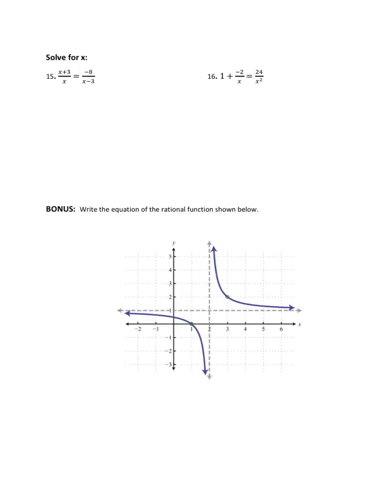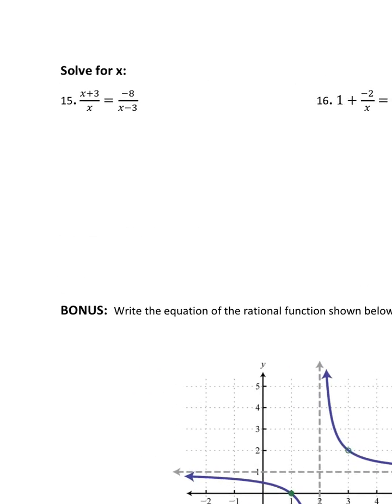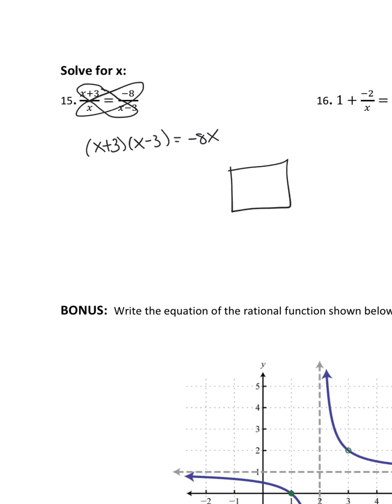We made it to the last page. Awesome. So for number 15, we are still solving. I'm going to use cross multiplication on this one. So we're going to multiply these and these. So we've got x plus 3 times x minus 3 equals negative 8x. And in order to multiply those two things together, the two binomials, we're going to use box method.